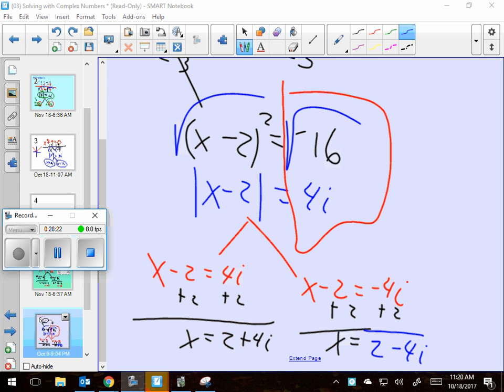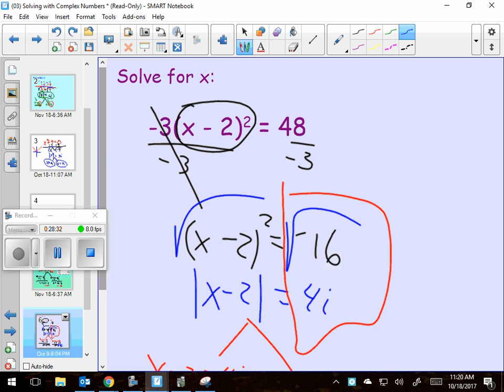Okay, so that's a typical solving a complicated quadratic. You know how I could have told there was going to be two answers? It's a squared in there. It tells you there's going to be two answers.